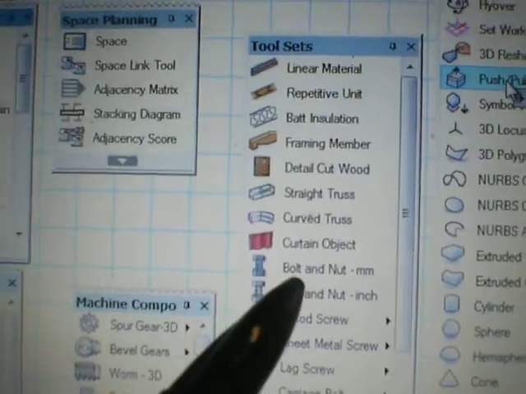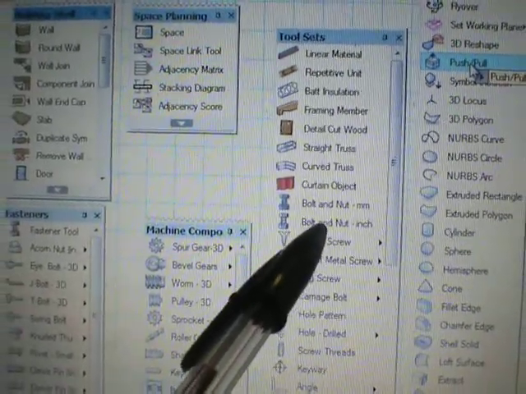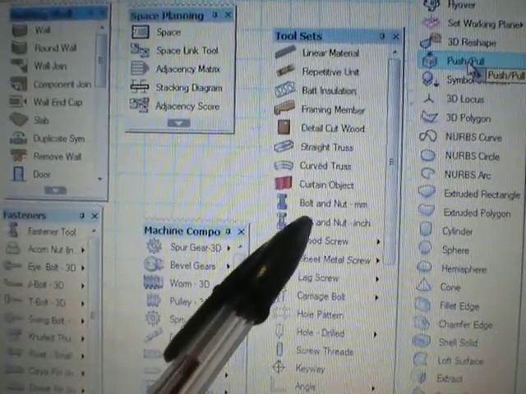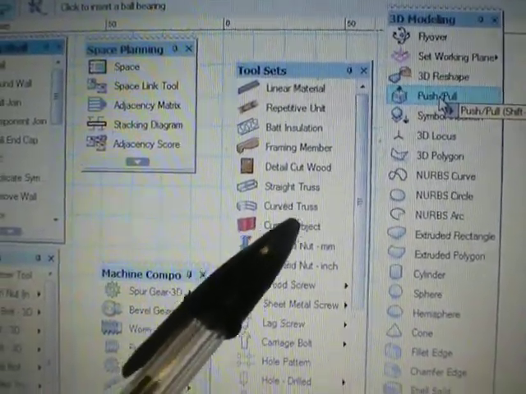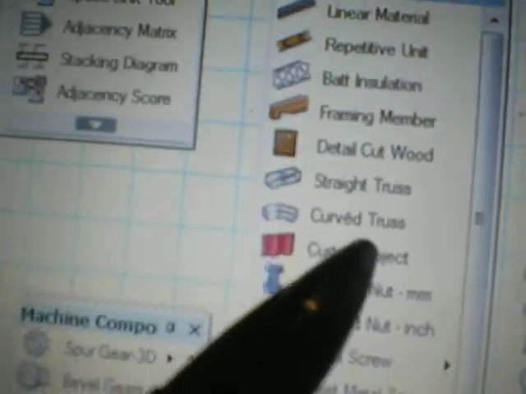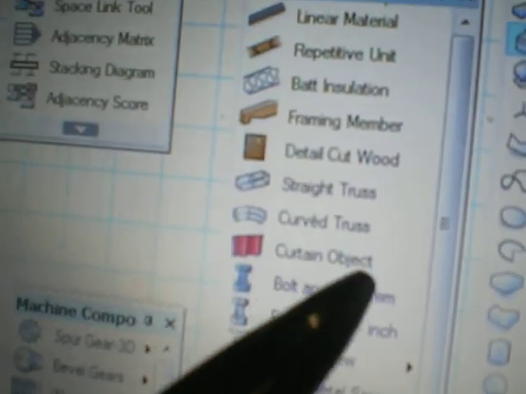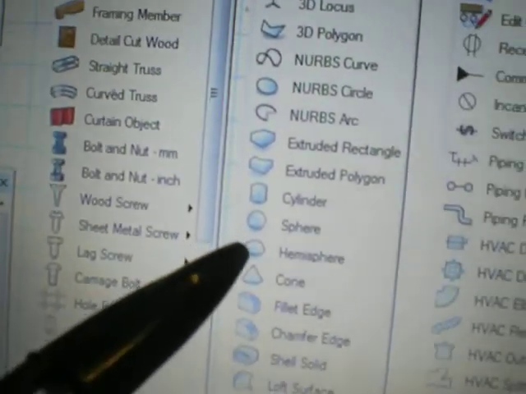Now for bolt and nut, as you can see, we use turning forces. And for straight truss and curved truss, which is to do with bending moments and mechanics. And I want to talk about also insulation.